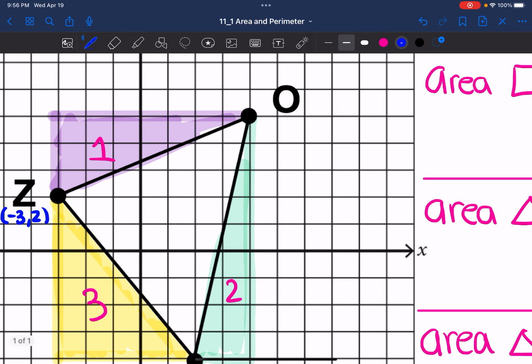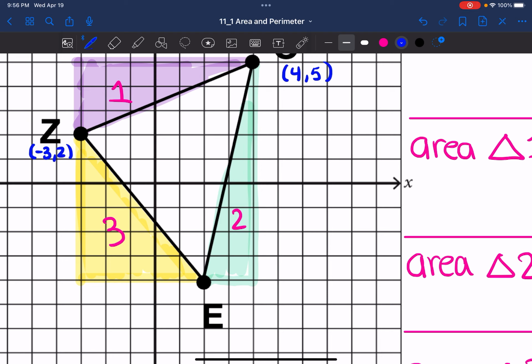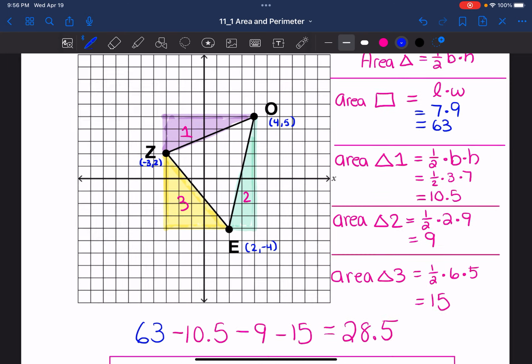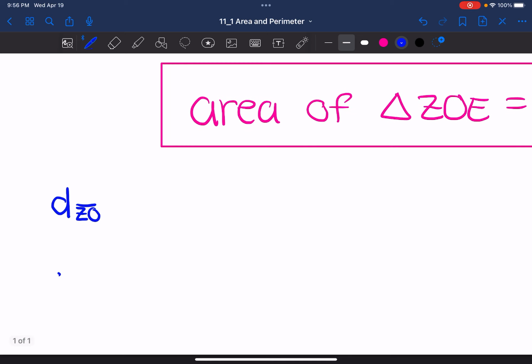If I look at O, I have 1, 2, 3, 4, 1, 2, 3, 4, 5. So this is going to be 4, 5. And if I look at the coordinates of E, that's going to be +2, 1, 2, 3, 4. So this is going to be 2, -4, which means I'm going to have to do the distance formula 3 times. I'm going to have to find the distance of ZO. I'm going to have to find the distance of OE. And I'm going to have to find the distance of EZ. And then once I have all 3 of those distances, I will add them together to find the full perimeter.